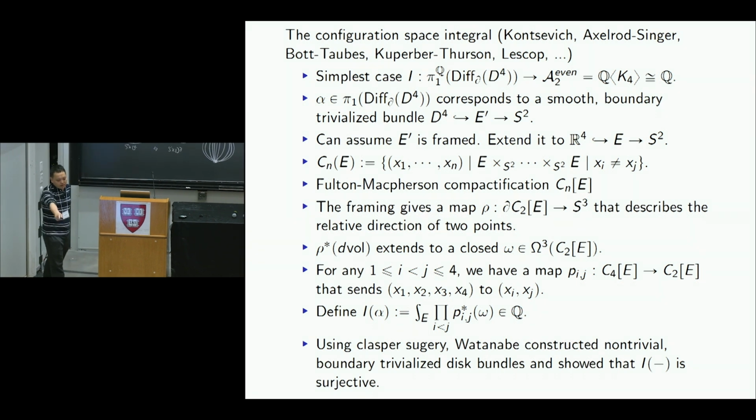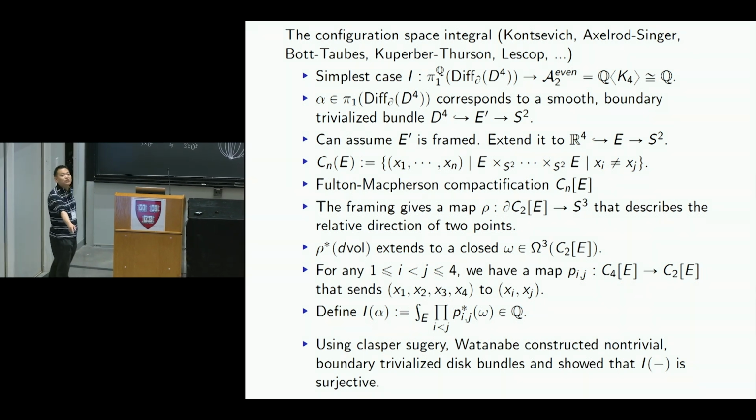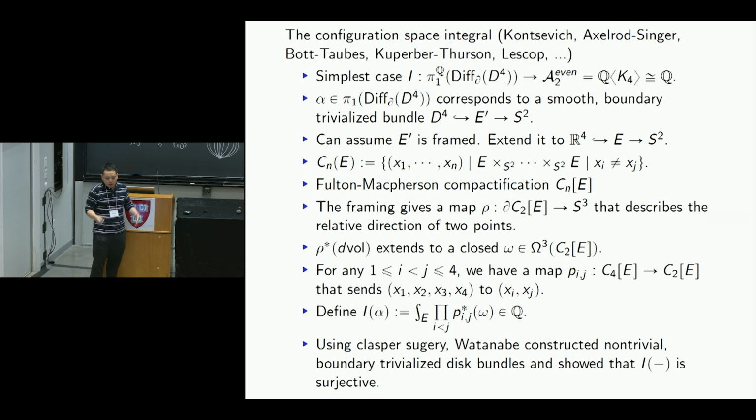Okay? Of course, the hard part is to show that this I is actually non-trivial. It's actually surjective. That requires a construction of disk bundles over spheres which are boundary trivialized but not trivial. So you want a smooth disk bundle which is trivial when restricted to the boundary, but non-trivial. Okay, Watanabe did this using the so-called clasper surgery.